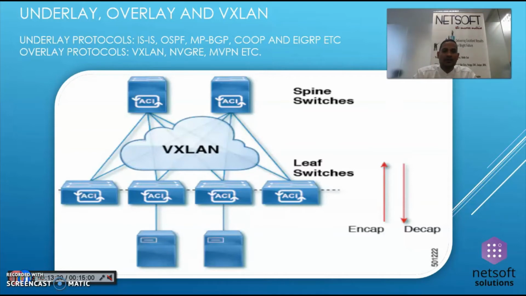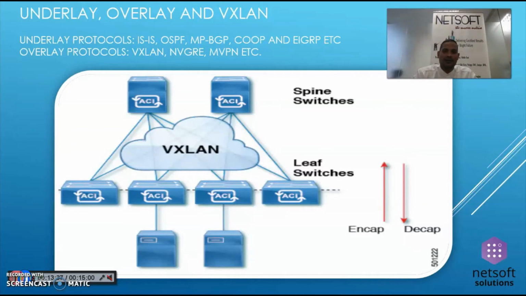An overlay network is a network which is created on top of your underlay network. For example, VXLAN, or you can make GRE connections or MVPN connections. These are a few examples of creating an overlay network.